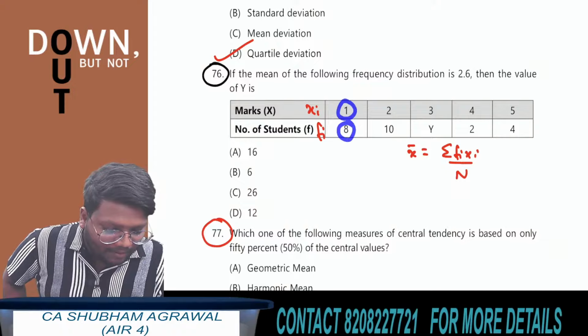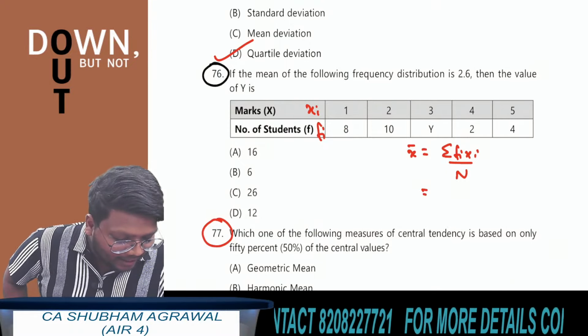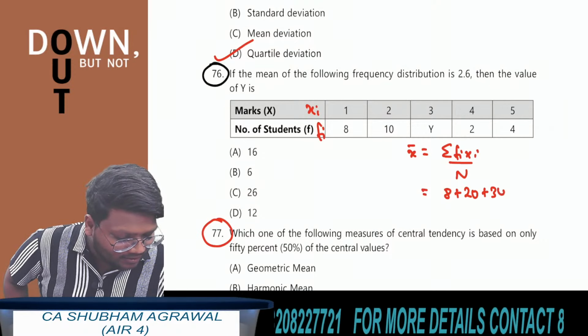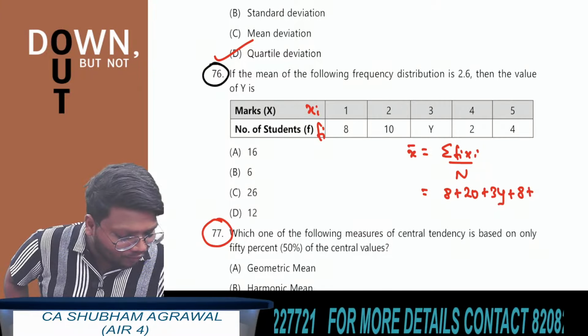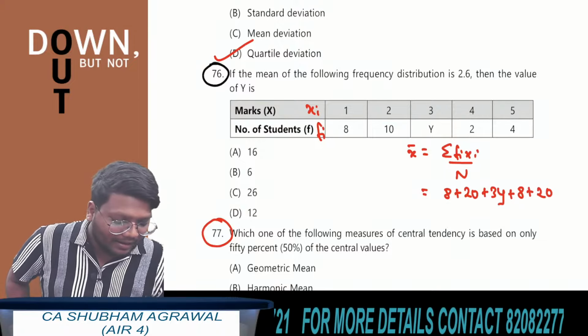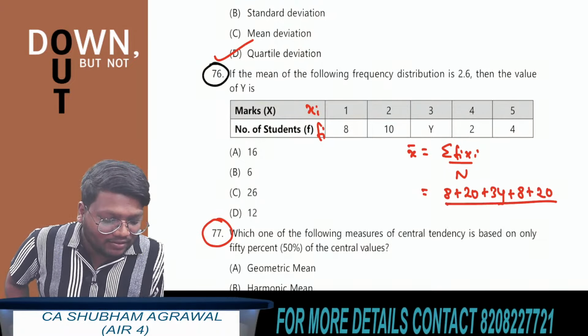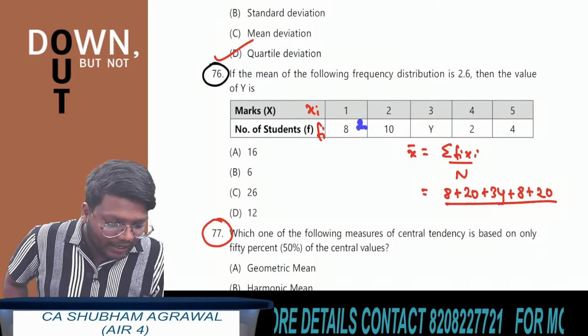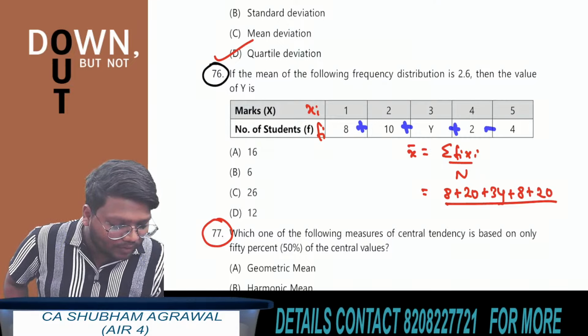So 8 multiplied by 1 is 8. I am writing here 8 plus 10 multiplied by 2 is 20. Y multiplied by 3 is 3y. 2 multiplied by 4 is 8 and 4 multiplied by 5 is 20. Divided by N. In this formula N is the summation of frequency. 8 plus 10 plus y plus 2 plus 4.